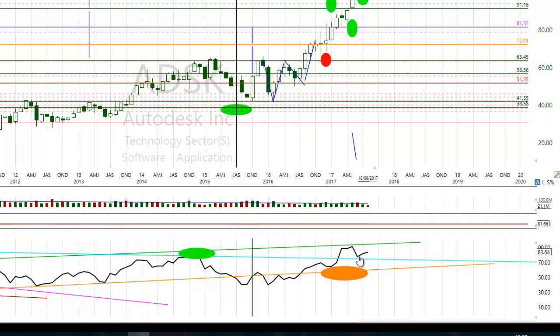The RSI is retesting that turquoise trend line. We are here, right here. So let's see what's happening there now. That's where we are now, applying that RSI trend line trading strategy, moving my vertical line to the point where this was happening.